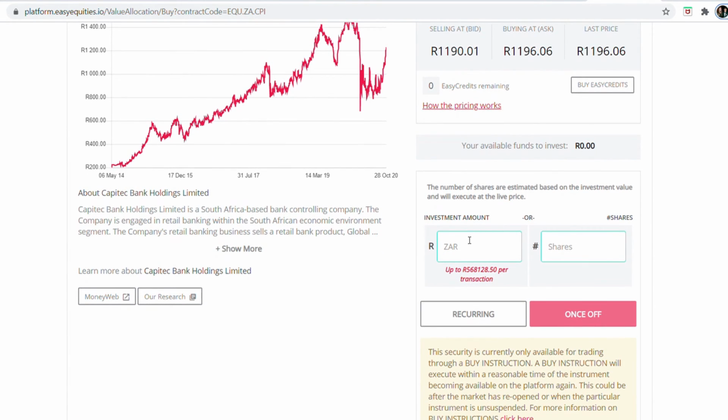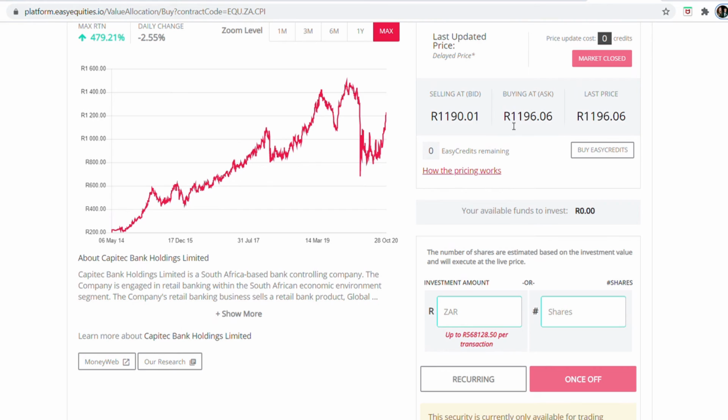Well, when we scroll down here, we can go ahead and enter the Rand amount if we want to buy 300 Rands worth of Capitec shares, for example, or we can go ahead and enter the number of shares we want to buy. Now, the beautiful thing about EasyEquities is that they allow us to purchase fractional shares, which is essentially a portion of a share. This is good because where you have a company such as Capitec, where one share is going for nearly 1,200 Rand, some of us may not have that amount of money to invest. So buying a fractional share is perfect. We can buy a portion of a single share, and that's what a fractional share is.